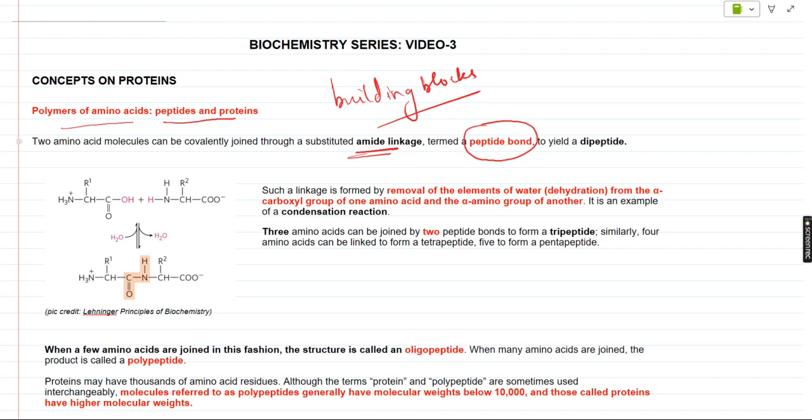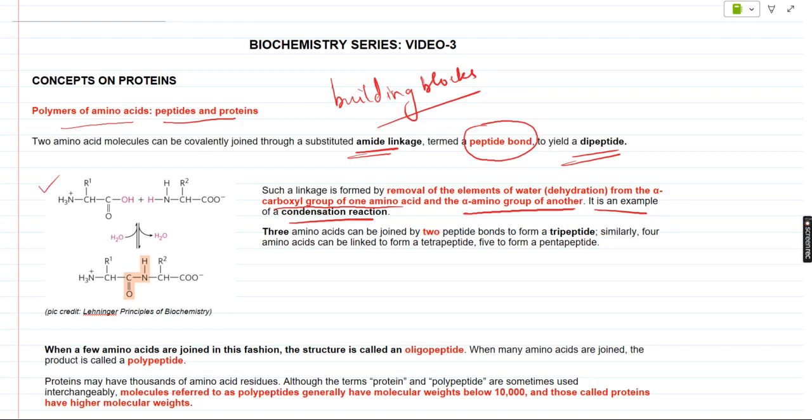So this peptide bond is a special type of covalent bond which is a substituted amide linkage, and when two amino acid molecules join together to form a peptide bond, it yields a special type of compound called a dipeptide. Okay, because it consists of two amino acids. Such a peptide linkage is formed by the removal of the elements of water, which is commonly called the dehydration reaction, from the alpha carboxyl group of one amino acid and the alpha amino group of the next amino acid. Since it is a dehydration reaction, it is also an example of what is called a condensation reaction.